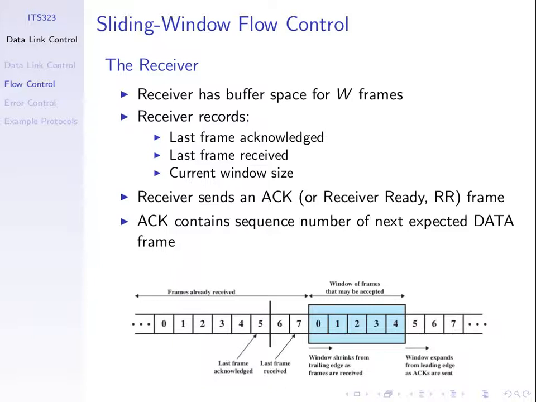It's got space in the buffer for a maximum of 7. It's currently got 2 in the buffer. It's got space for another 5. So we'd say that the window from the receiver's perspective is 5. We can store another 5 frames. If someone sends them to us, we can store them. If we receive frame 0, then we'd have 3 frames in the buffer and space for 4 more. And we'd see this blue rectangle close on the left-hand side.